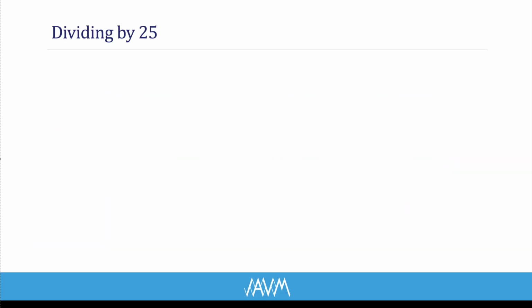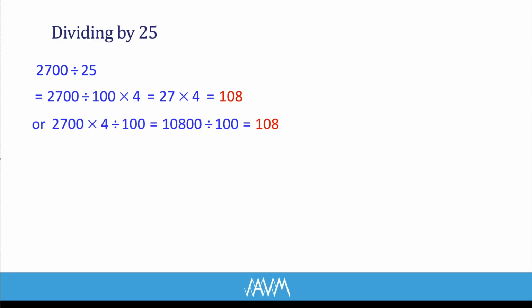And then dividing by 25, we can divide by 100 and multiply by 4. Example, 2,700 divided by 25 is 2,700 divided by 100, then multiplied by 4, which is 27 times 4, which is 108. Or we can multiply by 4 and then divide by 100. Either way, it's up to you.